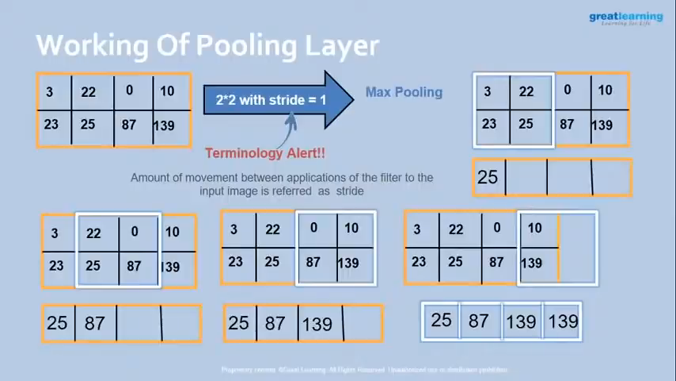Now what I did, I used a 2x2 matrix. From that you can see 3, 22, 23, 25. I use the max number from the matrix, because this number helps us understand that this is 25, and maybe there is a feature in the image there. So I took 25. Now I shift my matrix by 1 because my stride is equal to 1. I use 22, 0, 25, 87. From this, which one will be the highest? 87. So I took 87.